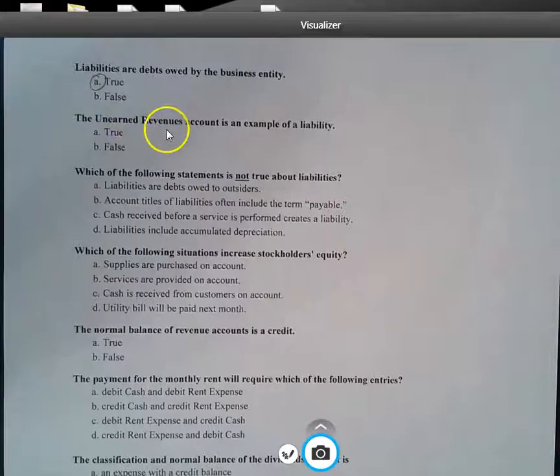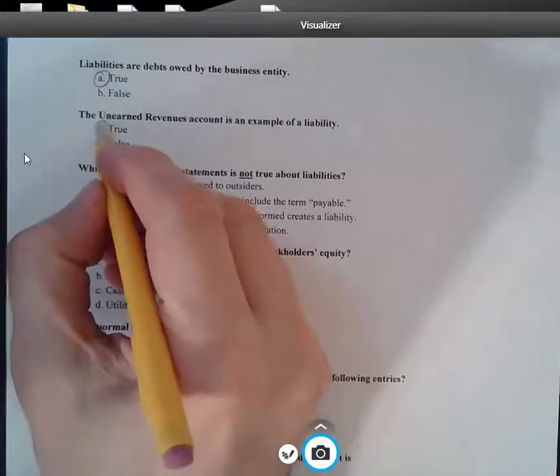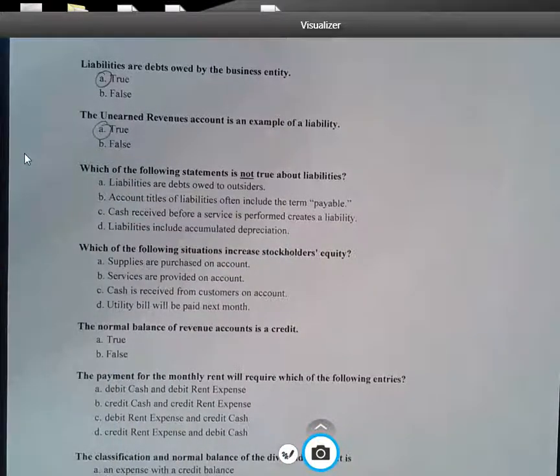We call those liabilities. Next question says, the unearned revenues account is an example of a liability. What do you think? True or false? Because they're revenues. This is a true statement. So I want you to understand that if we eliminated the word unearned here and we just said revenues, revenues are an income statement account and liabilities are never found on the income statement. So unearned revenues are revenues we've received, but we have an obligation to perform services.